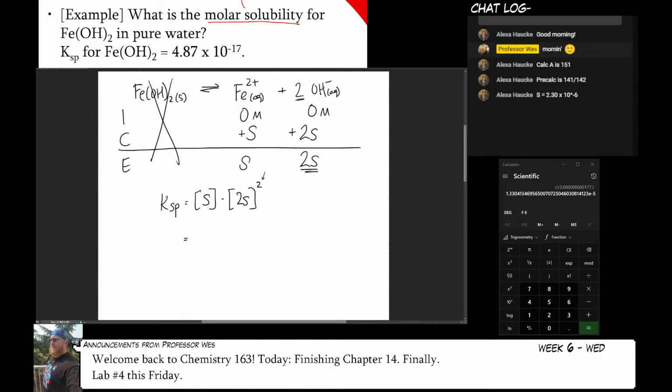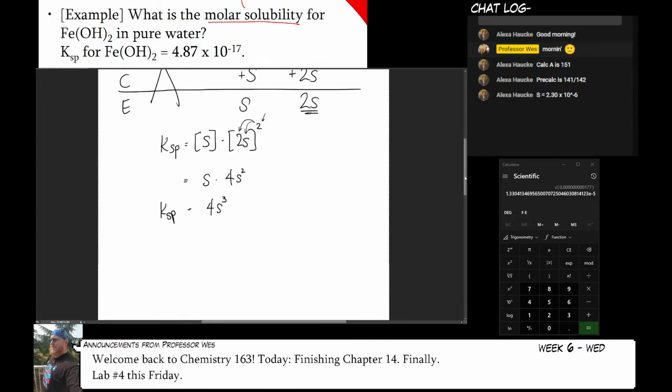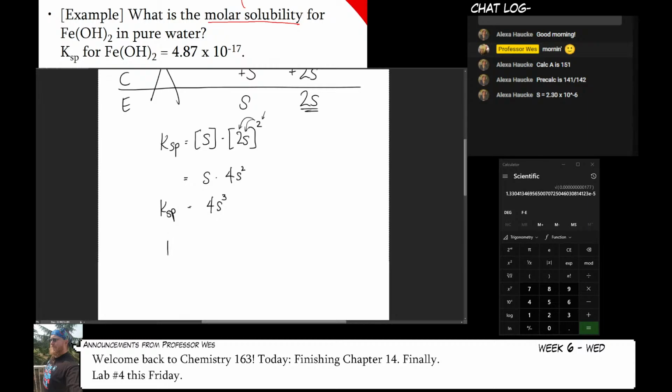So when I multiply S times 2S squared, this becomes 4 times S squared, because I have to square both the 2 and the S, which equals 4S cubed. So to solve for S, I would then say KSP over 4 cubed rooted is S.